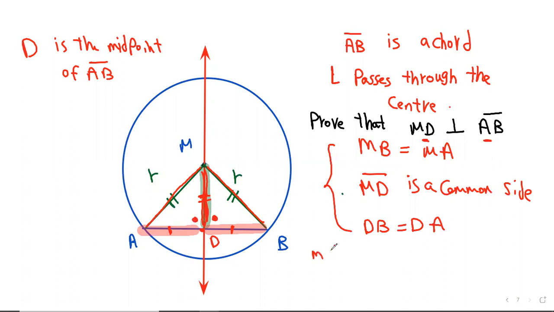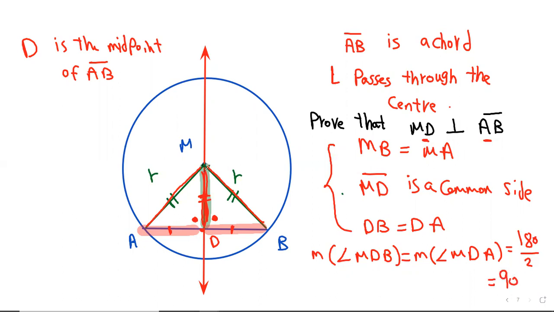So from that, we can deduce that the measure of the angle MDB is equal to the measure of the angle MDA. And both of them together equal 180. When adding the two angles together, we will get 180. And because they are equal, we'll divide 180 by 2, and you will get 90.